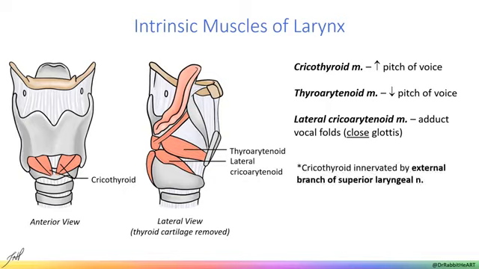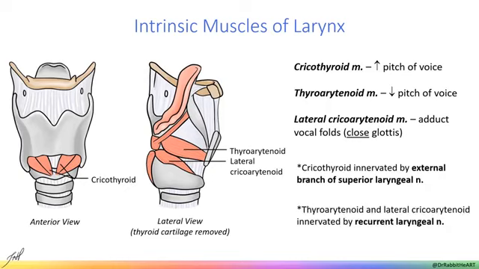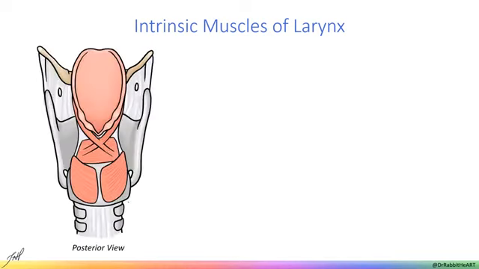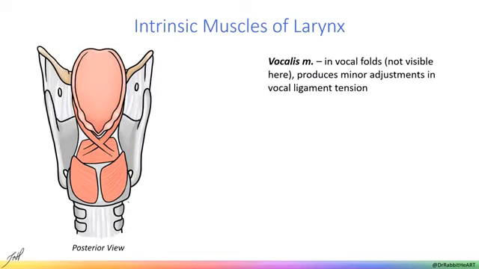While cricothyroid is innervated by the external laryngeal nerve, the rest of the intrinsic laryngeal muscles are innervated by the recurrent laryngeal nerve. The vocalis muscle lies within the vocal folds and functions to make small adjustments to vocal ligament tension. Think about vibrato in a singer.